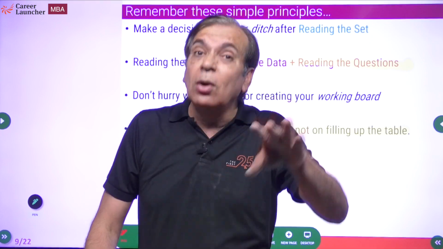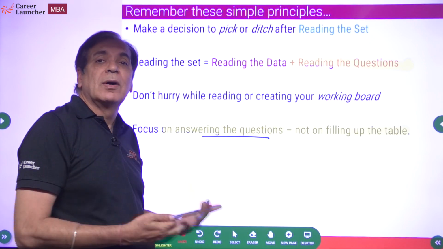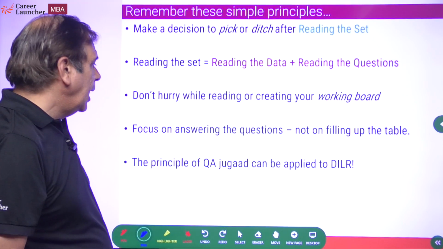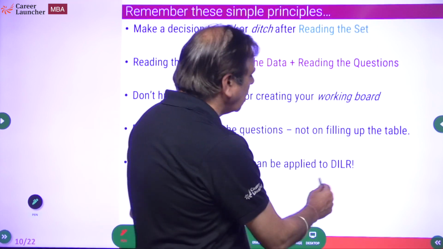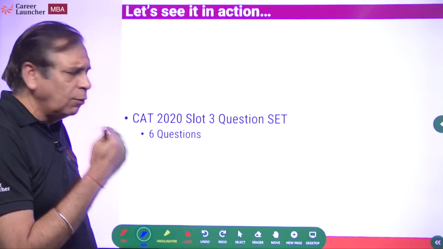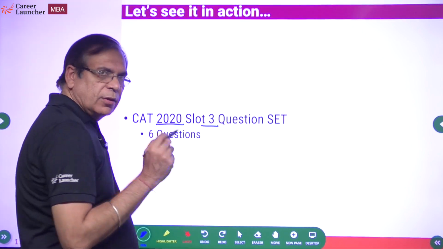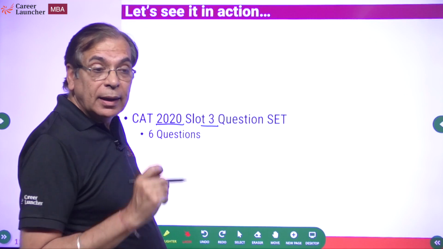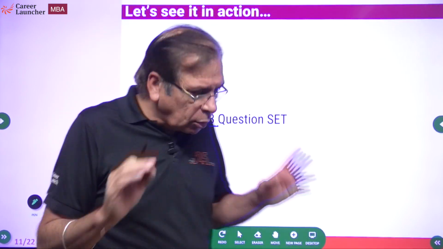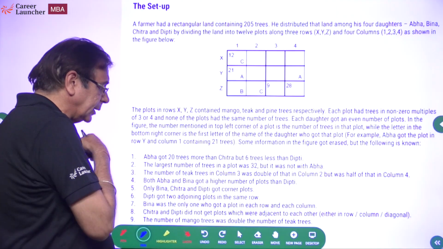So you need to know क्या पूछा गया है, so that you can start doing your calculation and working accordingly. Okay. And yes, as I said, the QA Jugaad principle we can apply here also, and this is what we'll do in the next few minutes. So now let's look at this CAT 2020 paper slot 3 question set. It had 6 questions, and this was considered to be a slightly difficult data set which took a lot of time, and we'll see how we can apply the principles of Jugaad in this particular data set.